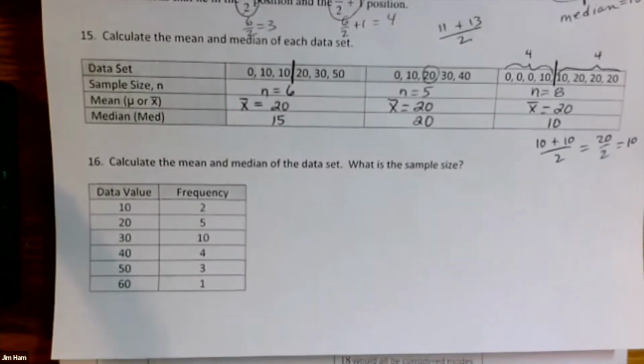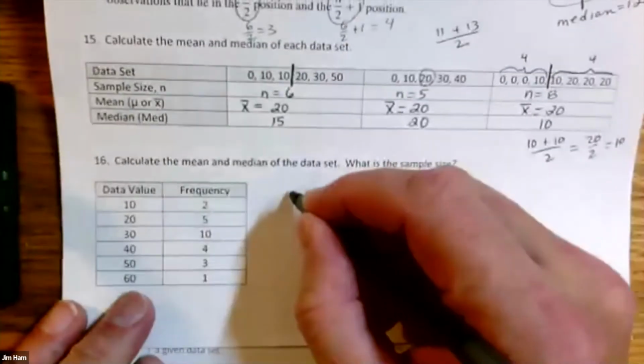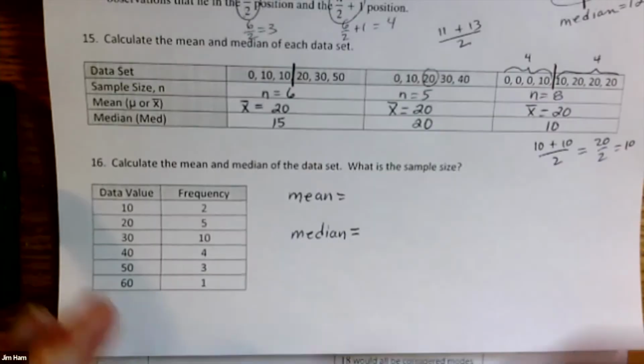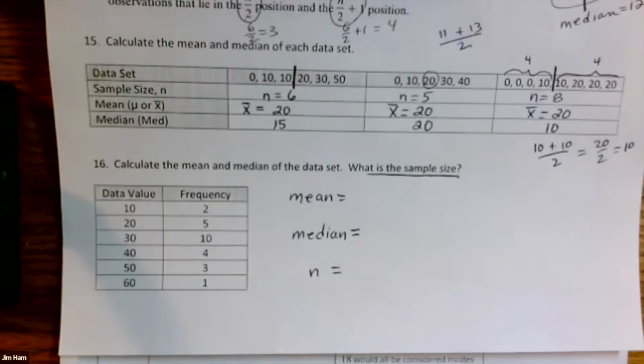You will be asked to calculate the mean and the median of data that are put in a frequency table like this. So we call this a frequency distribution. So why don't you take a shot at this one? What is the mean and what is the median? Oh, it also asks, what is the sample size? Are you ready? Don't see any answers in the chat yet.